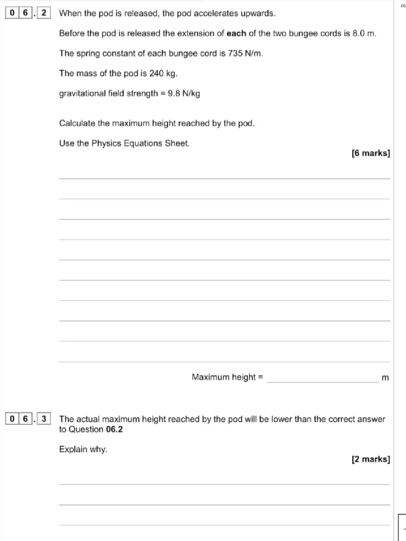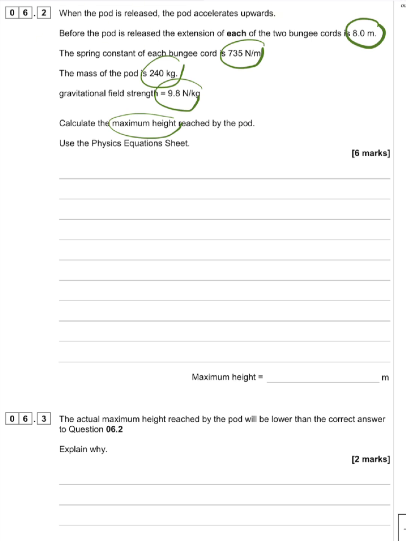Okay, so we're told that the pod is released and it's accelerating upwards. Before the pod is released, the extension of each of the two bungee cords is 8 meters. We're told that we've got a spring constant of 735 newtons per meter. We've got the mass of the pod of 240, and we've got the gravitational field strength. We are asked to calculate the maximum height. So as you can see, this is 6 marks.